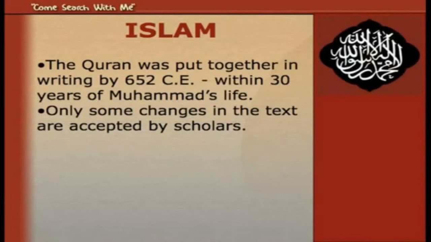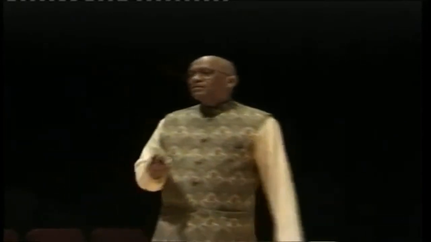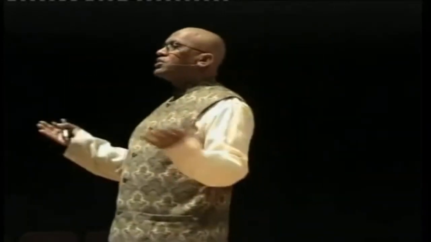Islam, the Quran was put together in writing by 652 CE. CE is Common Era, the same as AD. Within 30 years of Muhammad's life, only some changes in the text are accepted by scholars. I'm being very liberal here, because actually in the reign of one of the caliphs, whose name was Uthman, Ali, the next caliph, had said that Uthman was dealing with a Quran that was corrupted. So Uthman immediately said, no, that won't be right. And so he called the scholars together and said, get the authentic Quran. Go around and find out which is really what Muhammad said and did. And so they did that and brought together what we have today as the present Quran.